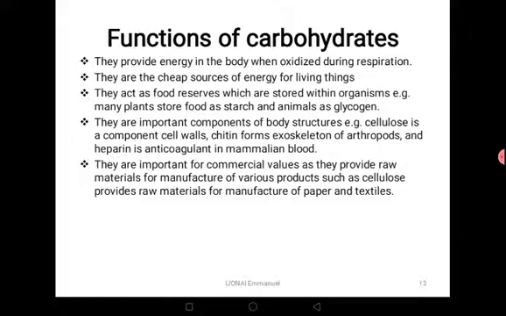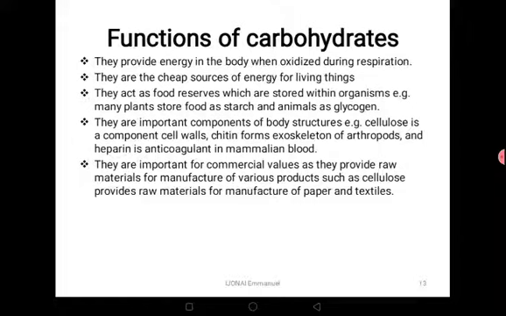They also act as food reserves, which are stored within organisms. For example, many plants store food as starch, and animals store them as glycogen. So in many living systems, these carbohydrates are stored as food reserves, such that in case of any deficiency, these reserves can be broken down and utilized accordingly.